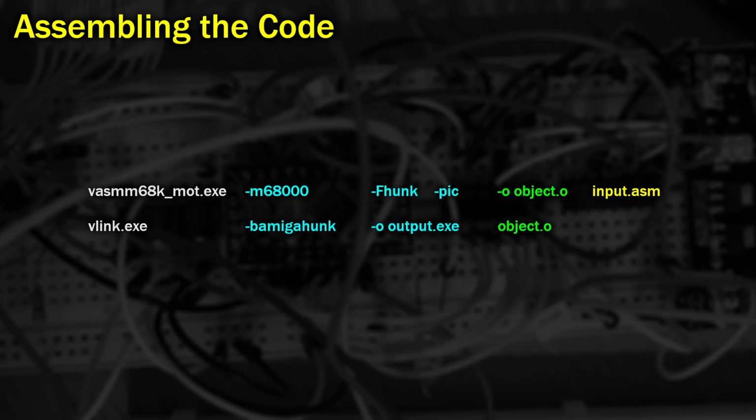The -pic parameter is the important one. This makes the code position independent, meaning it can be loaded or relocated anywhere in memory. Finally, the -b amigahunk parameter causes the linker to produce an Amiga executable rather than one of the other formats it supports. What's nice about these tools is you can even get versions of them for modern operating systems, meaning I can actually code these in Visual Studio Code and then assemble them right there. It's very handy. Anyway, what I'm going to do now is walk through an example, firstly in AMOS, and then how that program works when it's converted to assembly language. Finally, we'll compare the speed difference.